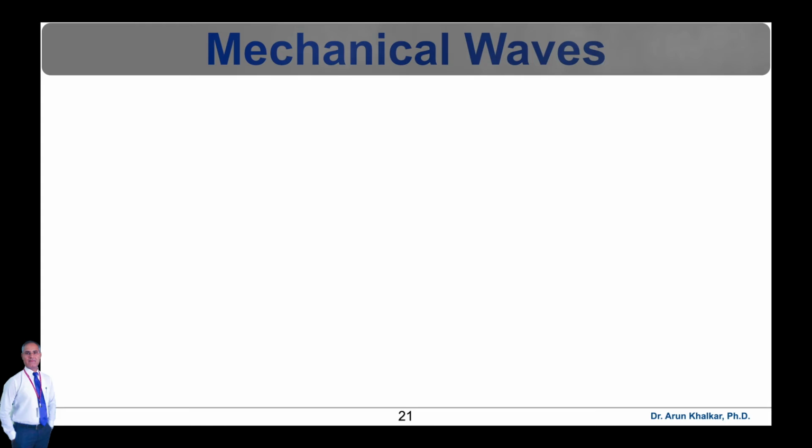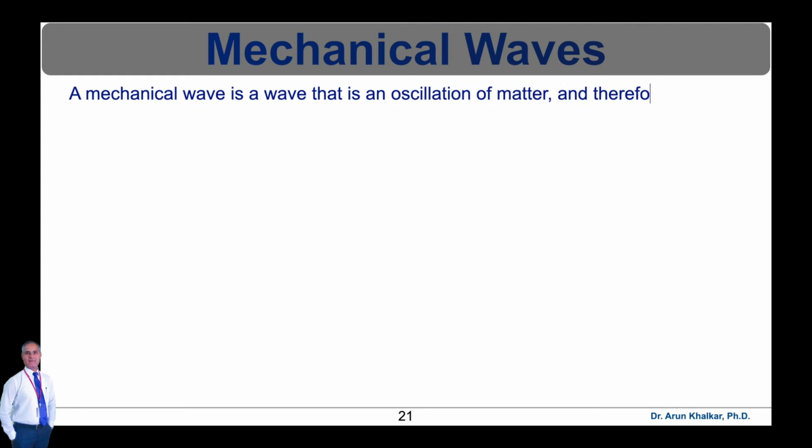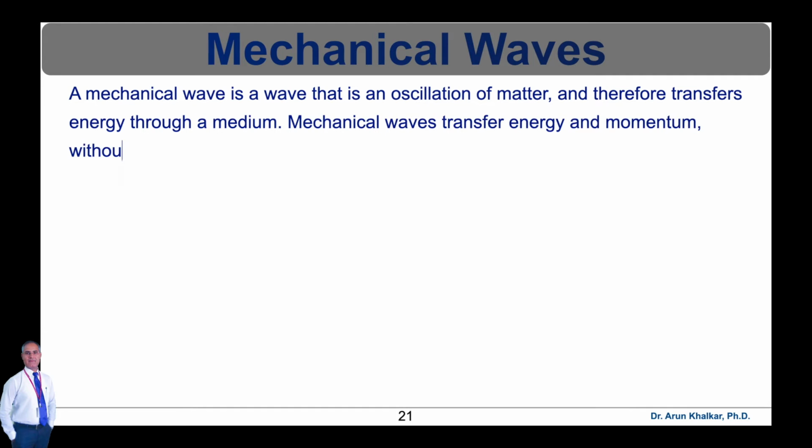Next type of waves is mechanical waves. Mechanical waves are governed by Newton's laws and require a medium. A medium is the substance a mechanical wave propagates through, and the medium produces an elastic restoring force when it is deformed. Mechanical waves transfer energy and momentum without transferring mass. Some examples of mechanical waves are water waves, sound waves, and seismic waves.